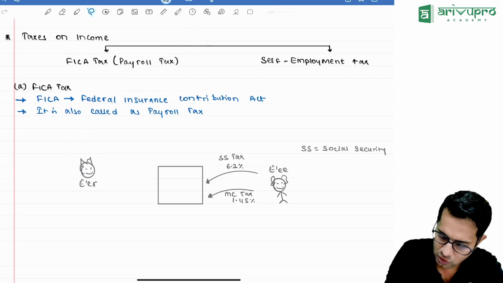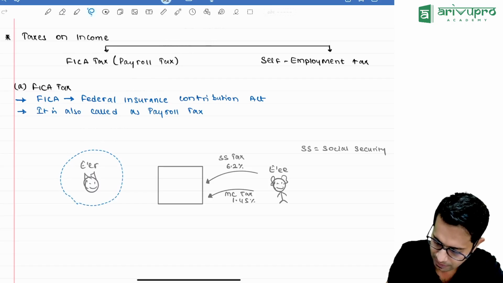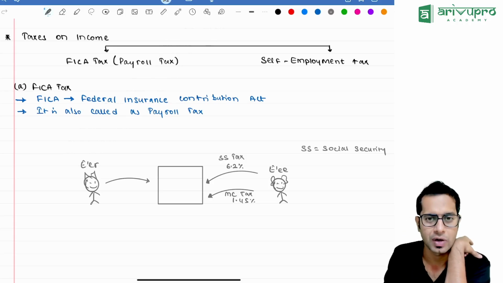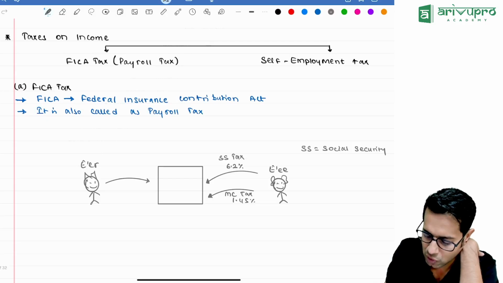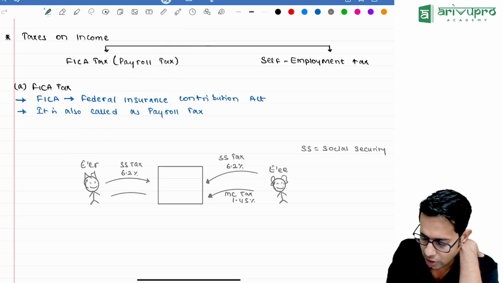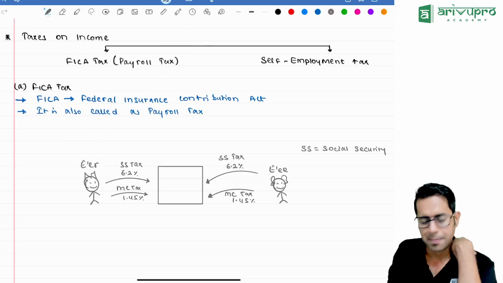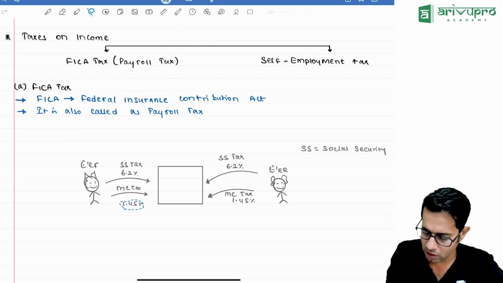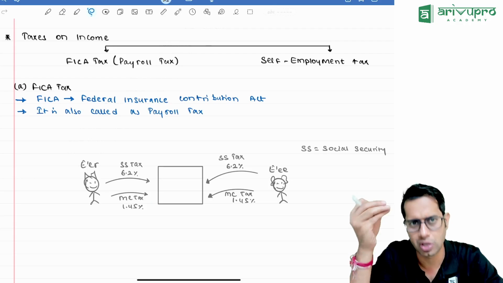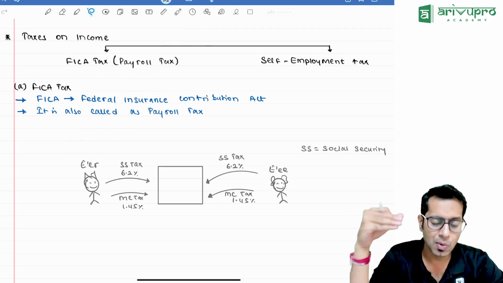And then apart from that, your employer, because you are contributing some money, what I'll do is I'll ask your employer also to contribute the same amount. So whatever you are contributing as an employee, how much are you contributing? 6.2%. I will take from your employer also the same social security tax of 6.2%, and Medicare tax of 1.45%. Meaning however much contribution is made by the employee, an equal amount of contribution will be made by the employer. So for example, if you are my employee, making a contribution of 6.2% and 1.45% of Medicare tax, the same amount of contribution I will also have to make.